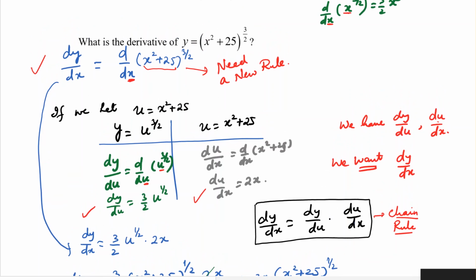For example, if we start with the same expression, we are given y is equal to (x squared plus 25) raised to power 3 over 2. This function is a composite function. It is made of an outside function and an inside function. The inside function is x squared plus 25, and the outside function is that inside raised to some power. So the outside function is our power function.